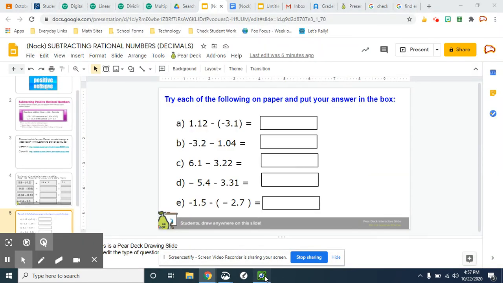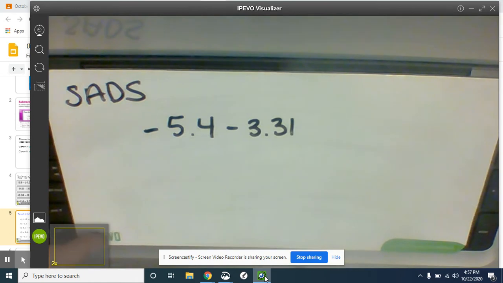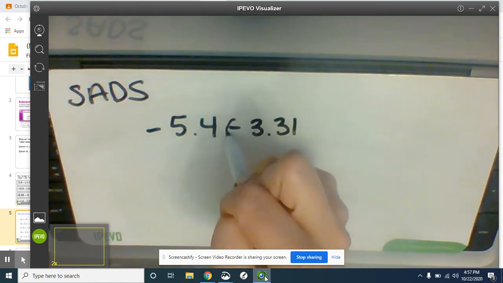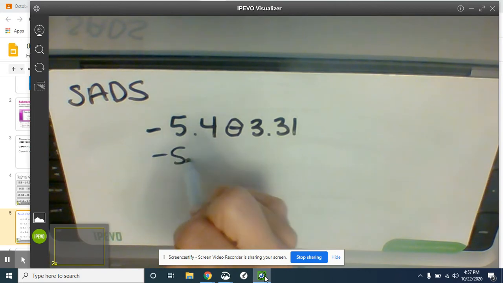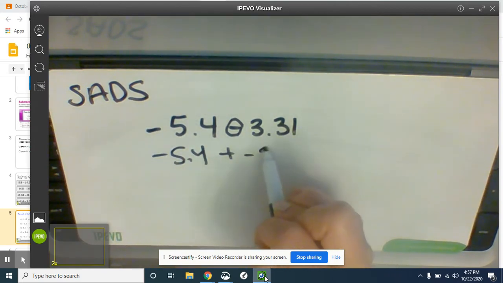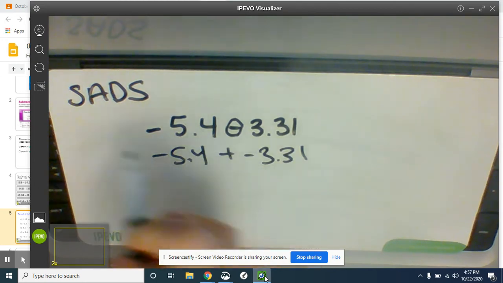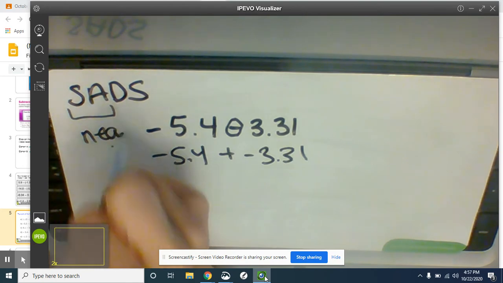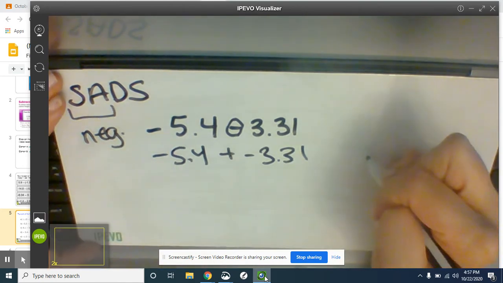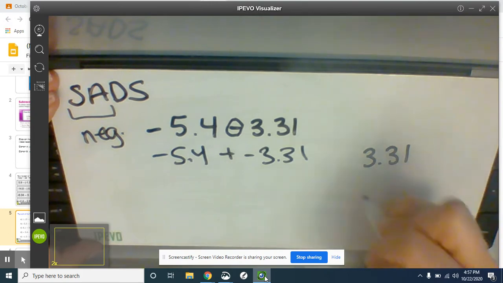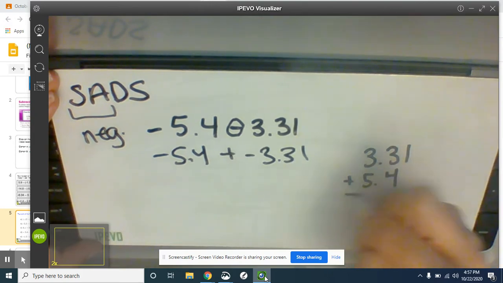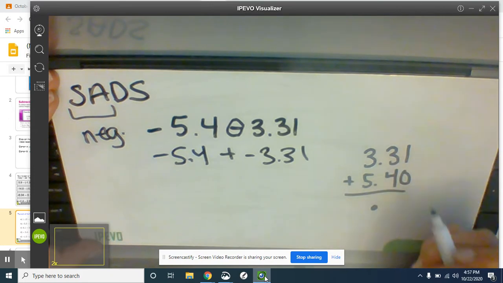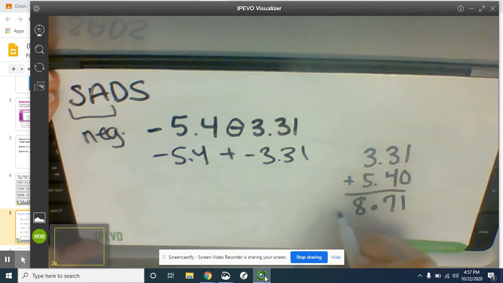All right, we're on letter D now. I went ahead and kept that up there because we've been using it every time. Circle the subtraction, keep, add, opposite. So the signs are both negative. That means they're the same. We're going to add, and our answer is going to be negative because we're going to keep that sign. So we're adding. Does not matter which one's on top and which one's on the bottom. Line up the decimals, fill in your zeros, bring your decimal down. 1 plus 0, 1. 3 plus 4, 7. 5 plus 3, 8. And we said our answer was negative.